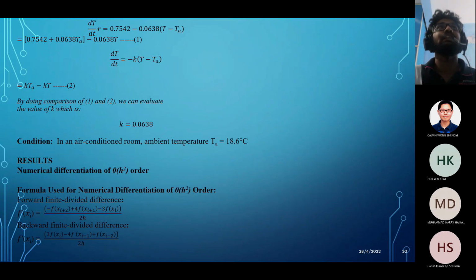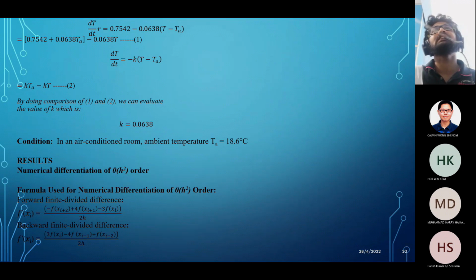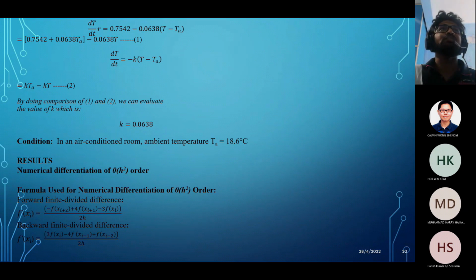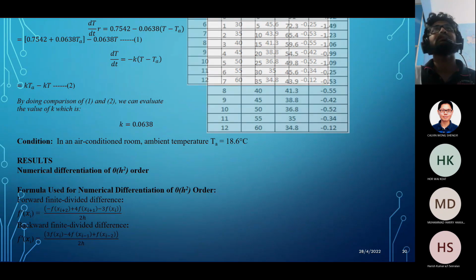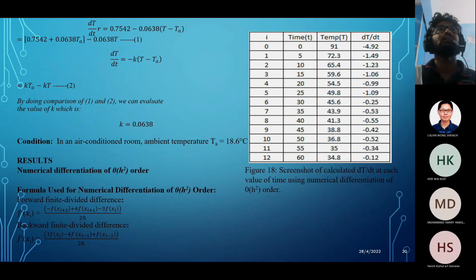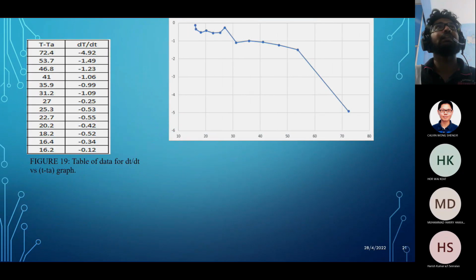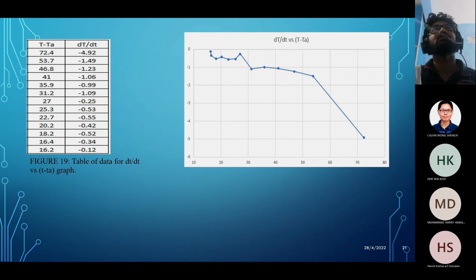Next is the air conditioned room ambient temperature. There TA equals 18.6 degrees Celsius. Basically the same numerical differentiation formulas will be used, which are forward finite divided differentiation and backward finite divided differentiation. After we get the data, we'll do the graph using Excel.